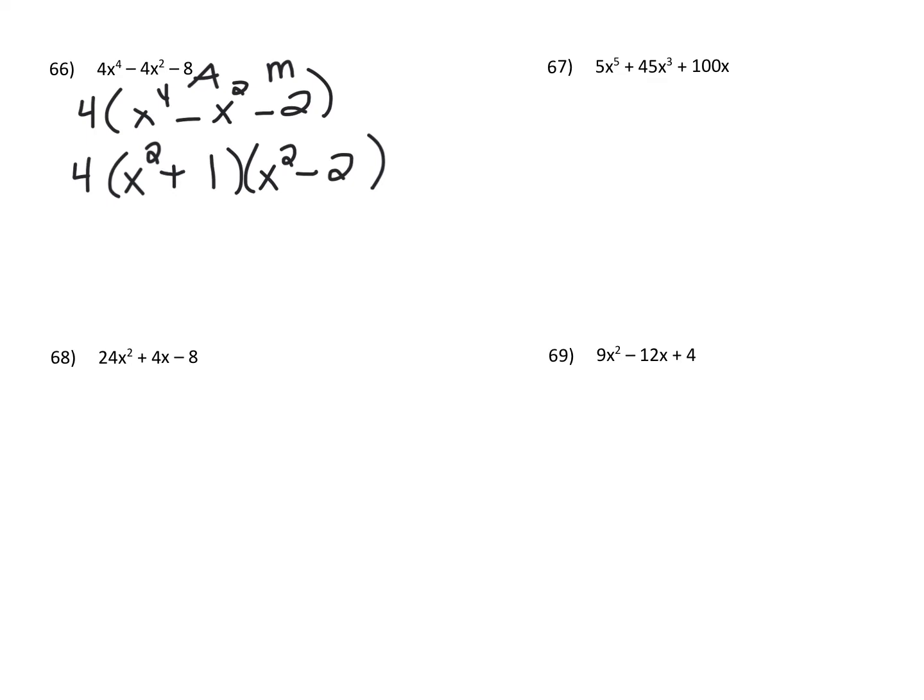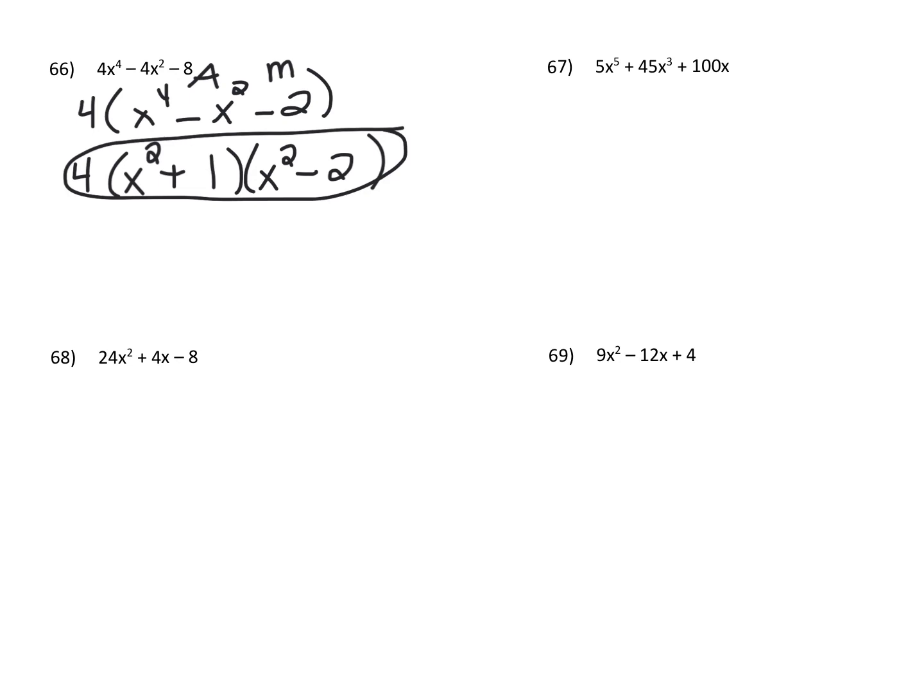and positive 1. I just want to point out we cannot factor either of these further. Although we have a difference here, this is not difference of perfect squares because 2 is not a perfect square. And in the first parenthesis, although both of these are perfect squares, this is not a difference, so we cannot factor that further. If you have 2 terms, you can only do difference of squares if there's a subtraction sign there. All right, so there we go.